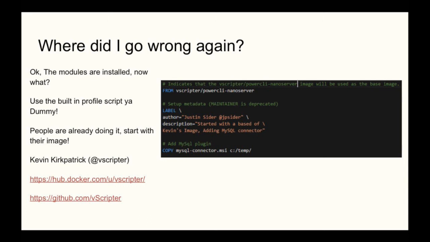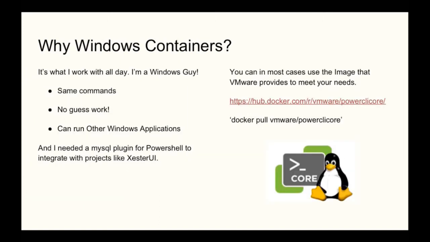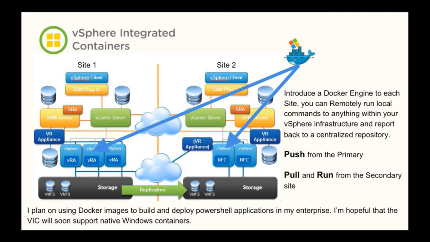Let's see. Kevin Kirkpatrick has a very similar image out there. I stole a lot of stuff from him. He's great. Look him up. Pull his image. The main reason I'm doing Windows is because I'm a Windows guy, and a lot of my applications that I'm running in PowerShell require things that the Linux version does not have, mainly like a MySQL plugin. There is a fling out there for PowerCLI Core on the Linux version, so I encourage you to download that and give it a shot. I'm going to skip that, but essentially, you want to put one of these in each of your environments.